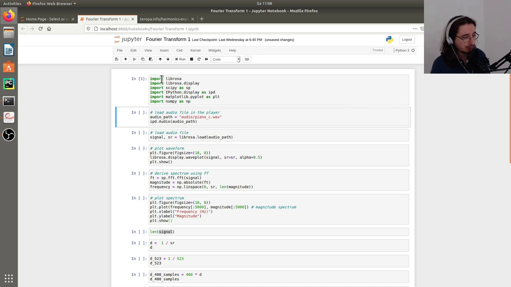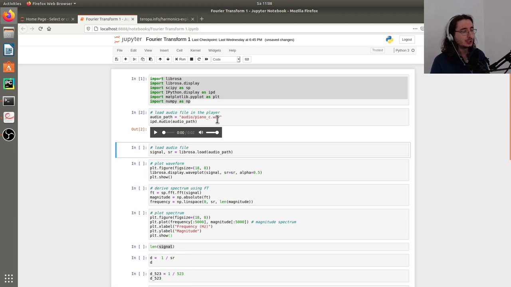So I'll import all of these libraries, which we'll need to plot and analyze sounds. Okay, so the first thing that I want to do is to actually show you the sound that we'll be analyzing. So let's listen to this. Okay, it's just a piano key, specifically it's note C5. And it's held for almost a second and a half.